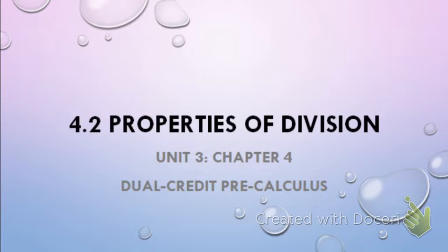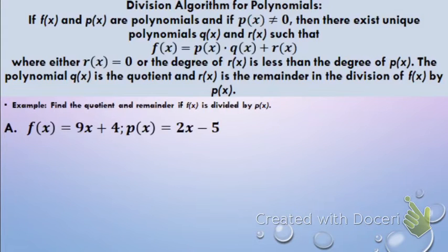All right, so properties of division. We're going to start off with the basic division algorithm. Division algorithm for polynomials. If f of x and p of x are polynomials, and p of x does not equal 0, super important, then there exist unique polynomials, q of x and r of x, such that f of x, my original polynomial, is equal to p of x times q of x plus r of x.